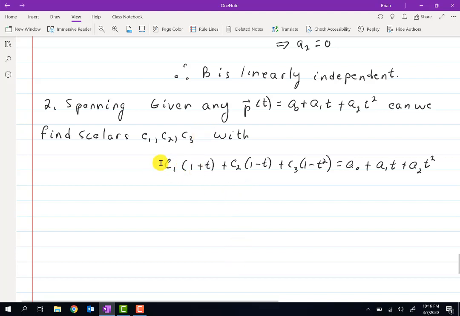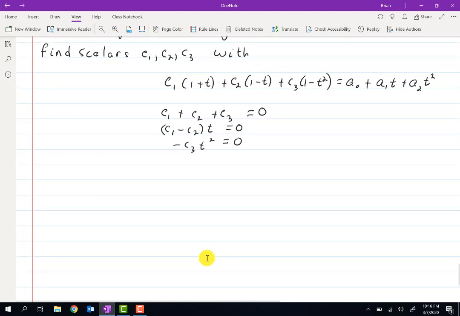One of the things, I didn't quite do it up top, but I think now is a good time to do it. I'm going to multiply this out and collect like terms, but I want to show you something. If I multiply the constants, I'll get C1 plus C2 plus C3 equals 0. And then the terms for t, I had them as before, C1 minus C2 times t equals 0. And then finally, negative C3t squared equals 0. Now, I know from what we did before how we can determine each of these is or is not equal to 0, but let me show you something else.